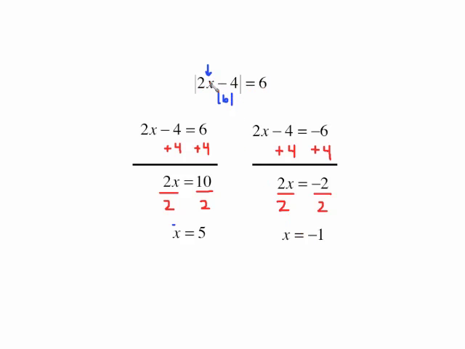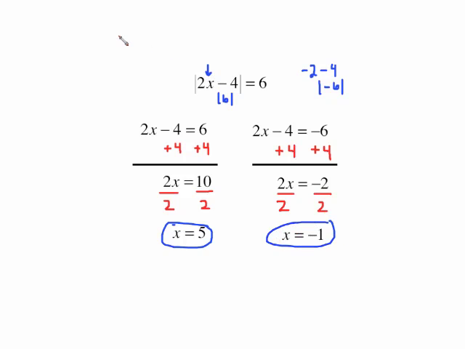Put negative 1 in here. 2 times negative 1 is negative 2. Negative 2 minus 4 is a negative 6, but the absolute value of negative 6 is 6. So we're good with both of them. We have 2 answers on these absolute value equations.